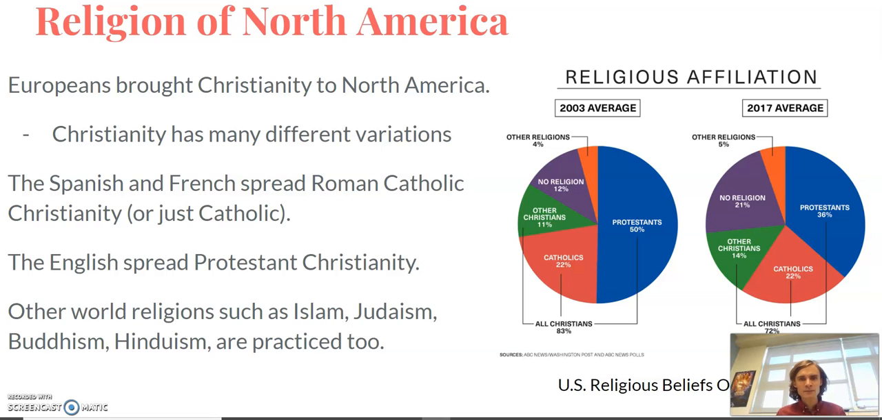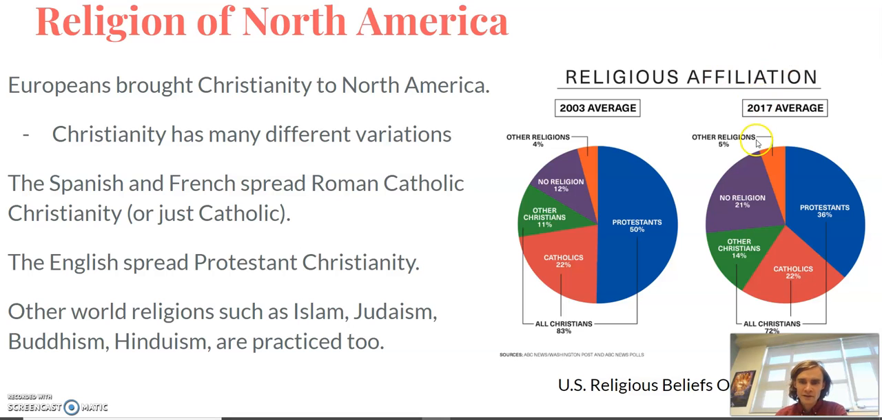Christianity, like all religions, has many different types. If you think about our town, there are many different churches in Ignacio, and each church represents a different belief of Christianity. The Spanish and the French explorers spread something called Catholic Christianity, and the English spread something called Protestant Christianity. Other religions like Islam, Judaism, Buddhism, and Hinduism are practiced too, but they are much smaller.